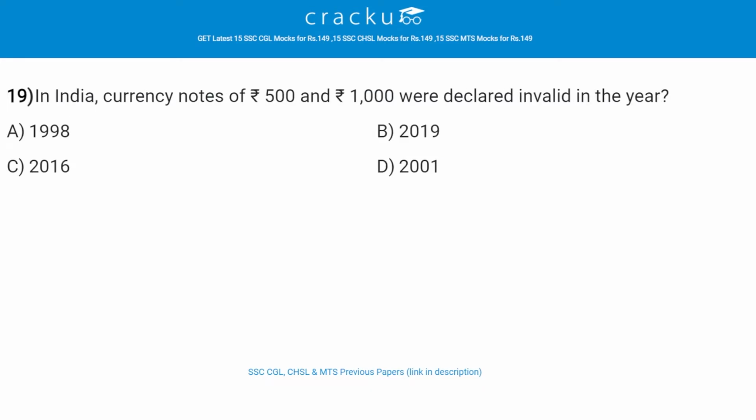In India, currency notes of 500 and 1000 were declared invalid in the year. The correct answer is C, that is 2016. The Government of India announced the demonetization on 8th November 2016. Government issued new 500 and 2000 currency notes after that.